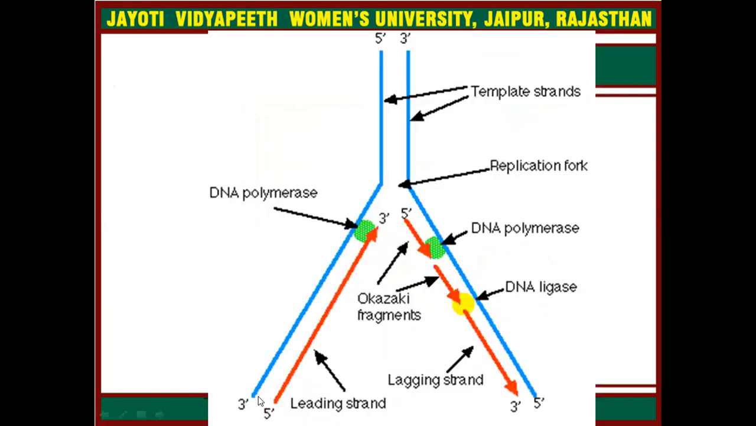Here you can see the diagram. This is the replication fork which is being created. This is the leading strand, its direction is the direction of replication fork formation, but on the other side you can see this is the lagging strand. This is just opposite in the direction of replication fork creation.